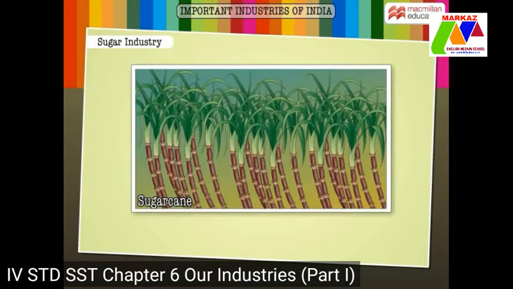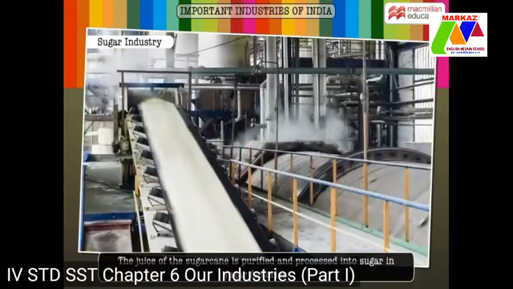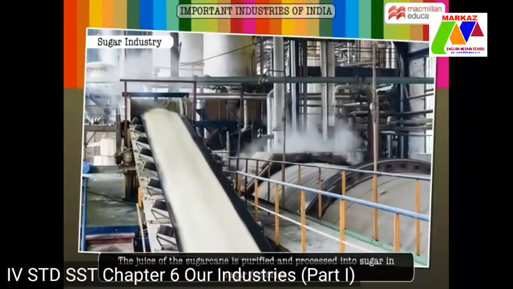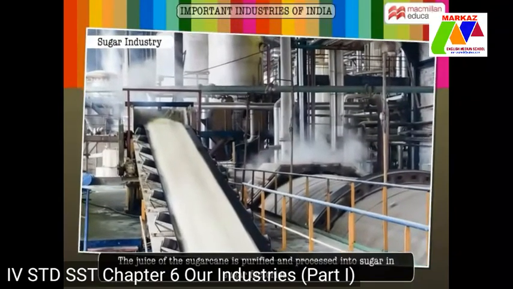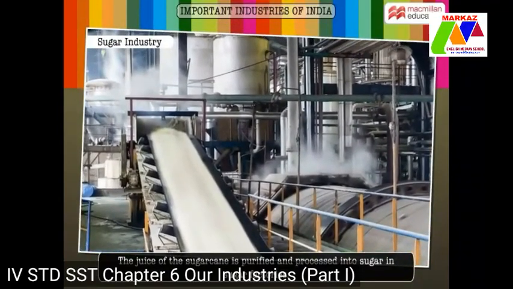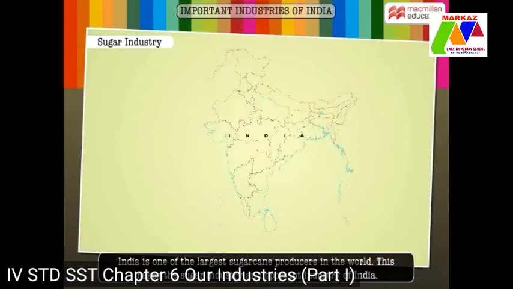This is sugarcane. Do you know how we get sugar from it? The juice of the sugarcane is purified and processed into sugar in sugar factories. India is one of the largest sugarcane producers in the world and thus makes the sugar industry an important industry of India.